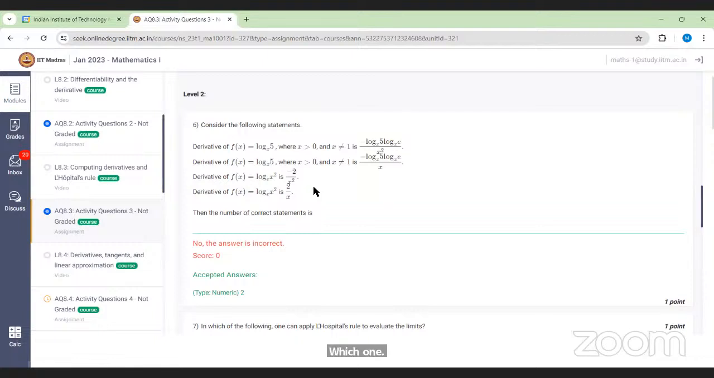Then you have to compute the second derivative of log. The second option is correct. Second and fourth are correct. Not fourth. Second and third. No, fourth, he is right. You will have to put plus in the second and fourth. So 2x by x square, then you'll need to cancel it. So you'll get 2 by x.